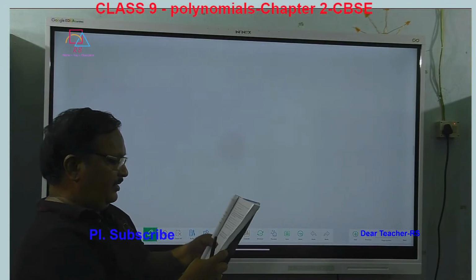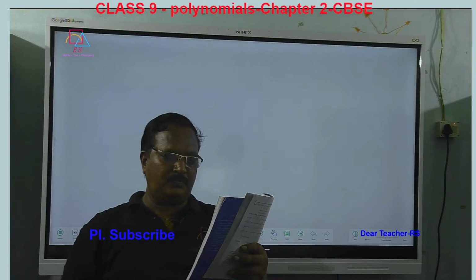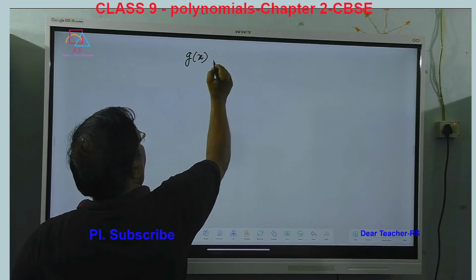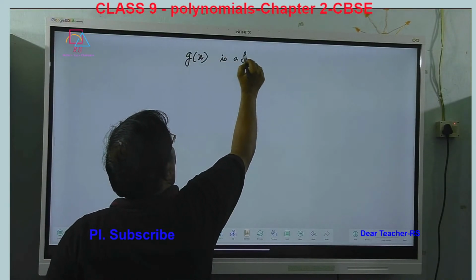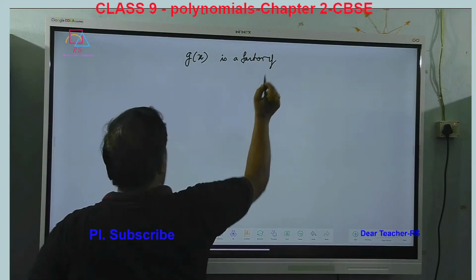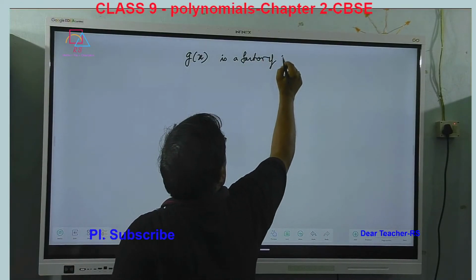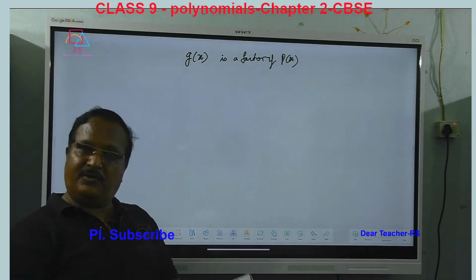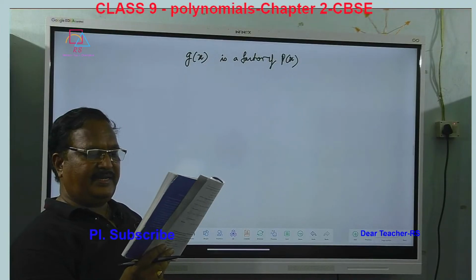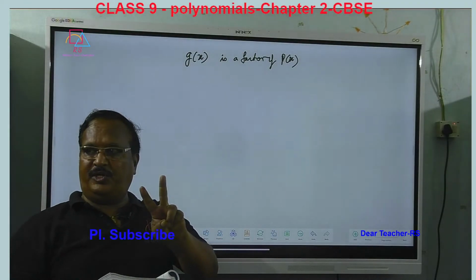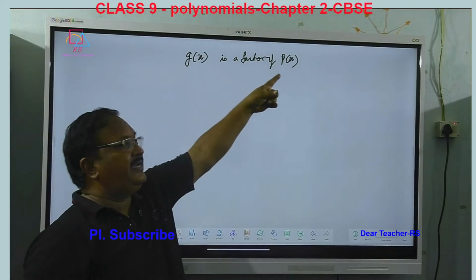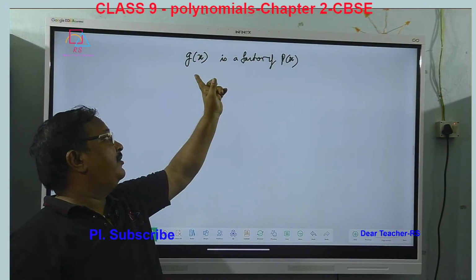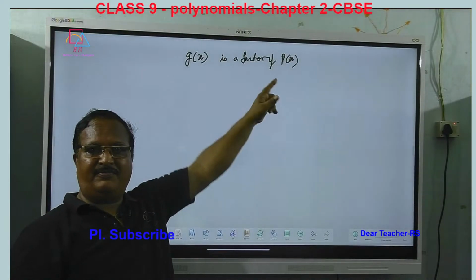Second question, using the factor theorem, determine whether gx is a factor of px. So this is the question for all the bits in the second. He has given two polynomials. One polynomial is named px, one polynomial is named gx. Now we have to find out whether gx is a factor of px or not.